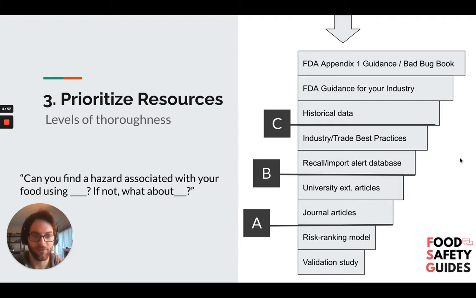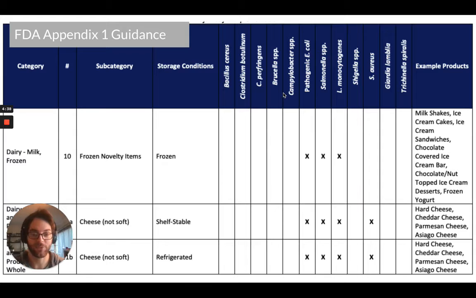Okay, so we left off with this funnel here, which represents the degree of thoroughness you might have when conducting your hazard analysis. Let's go through a couple examples of these different steps in the funnel. So the first one is the Appendix 1 guidance by FDA.